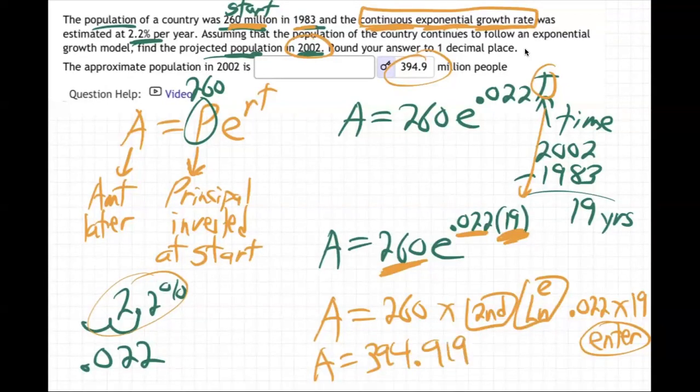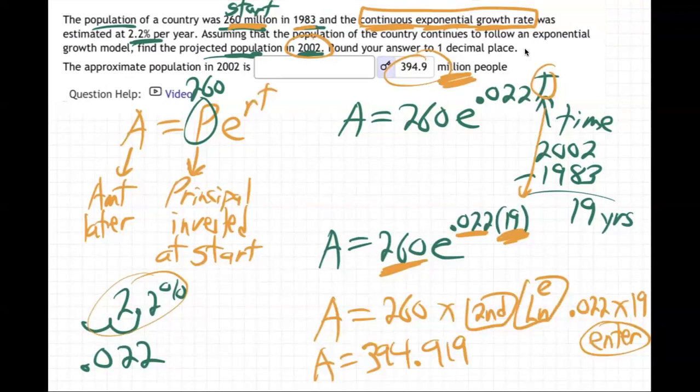394.919. And by the way, it already says million there. So you might have thought, well, don't I have to write 260 million with a bunch of zeros? Well, no, everything's in millions. See how it started in millions, it ends in millions. So just 260, it's already millions. And then our answer, 394.9, it is millions. So you don't have to add any zeros. We're already talking millions.